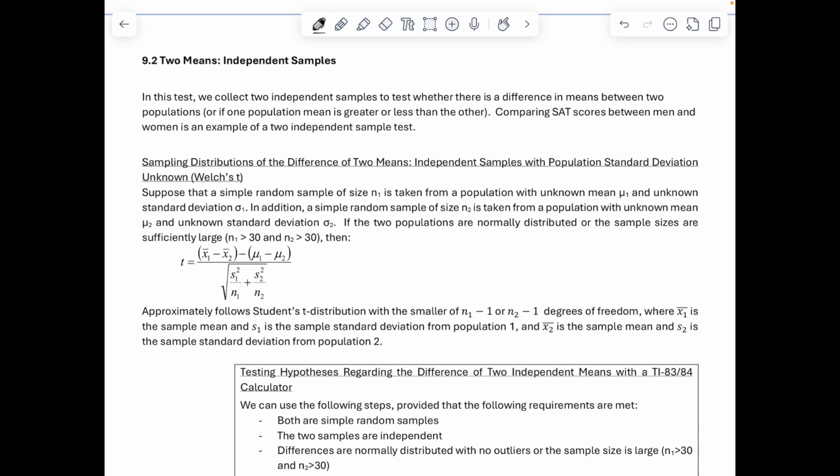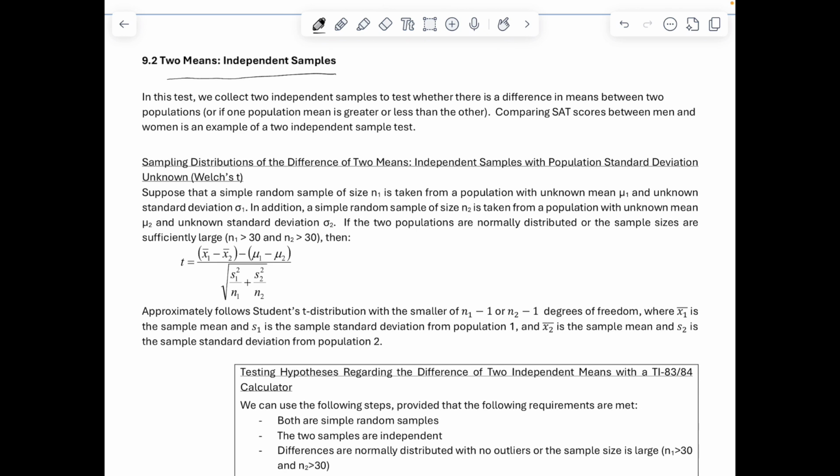The next section begins on the next page, and this is section 9.2. So this is going to be 2 means and independent samples. So 9.2 says, in this test, we collect 2 independent samples to test whether there is a difference in means between the 2 populations, or if one population mean is greater or less than the other. Comparing SAT scores between men and women is an example of 2 independent samples.